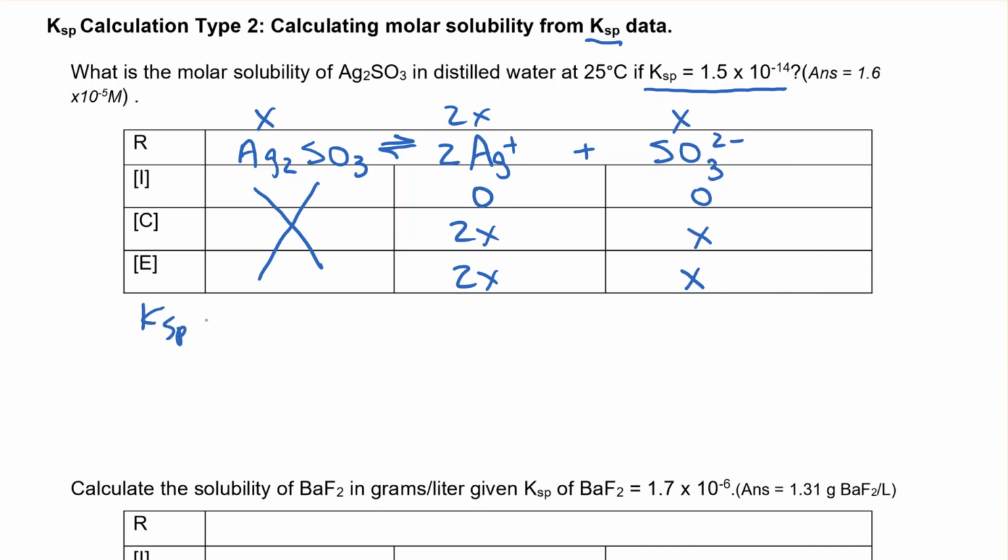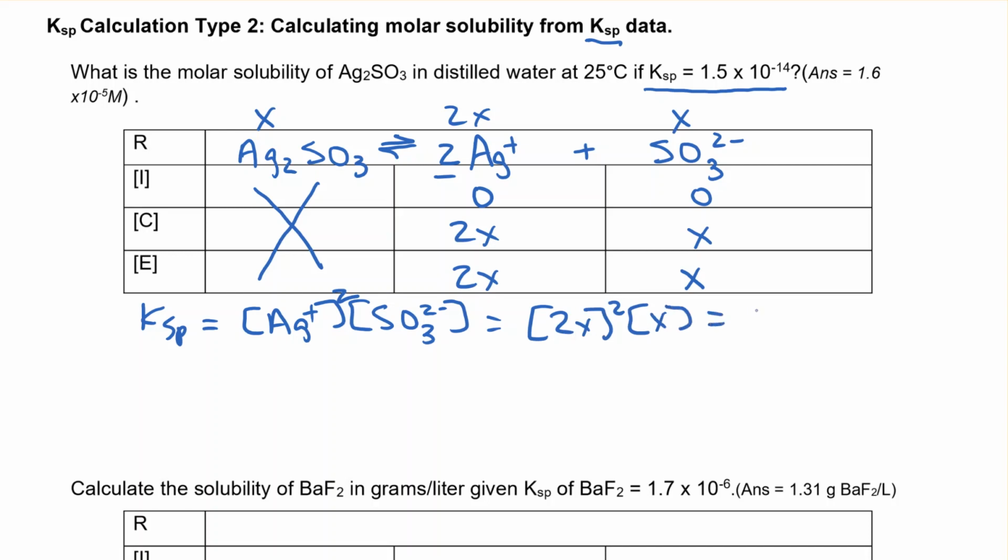KSP is going to be equal to our silver ion concentration, and our sulfite ion concentration. The silver concentration is going to be squared because we have the 2 here. So we're going to have 2x, squared, times x, which is equal to 4x cubed.